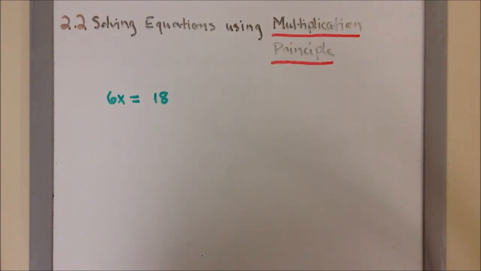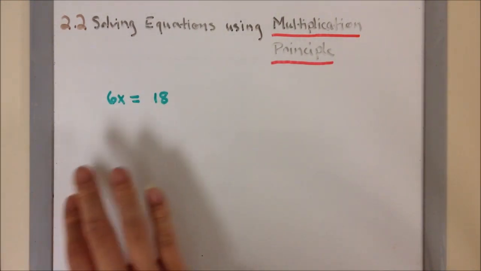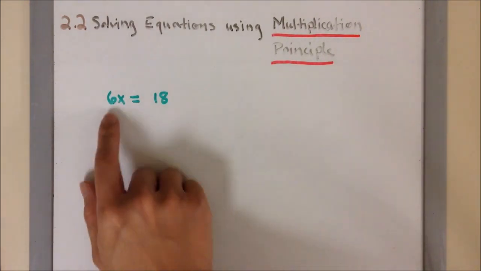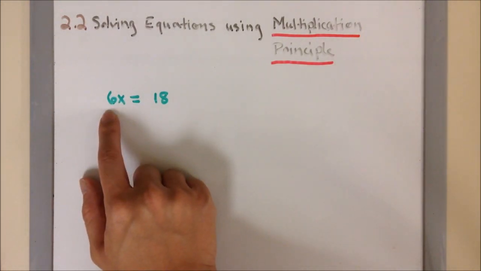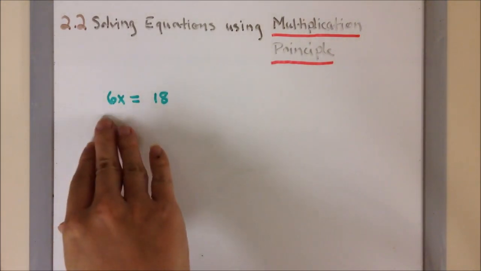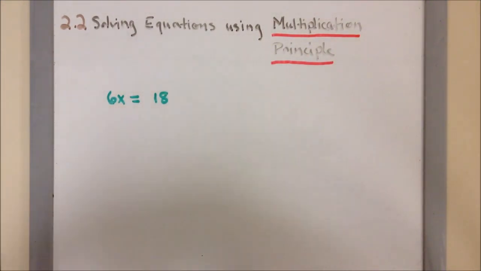Multiplication is basically trying to get the variable by itself, also known as isolating the variable, to get your final answer. So in our first example, we have 6x equals 18. Now we look at the x, it has a coefficient of 6. So what it means by doing the multiplication principle, well, at the moment it's 6 times x.